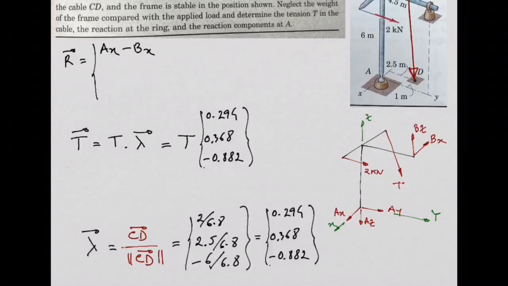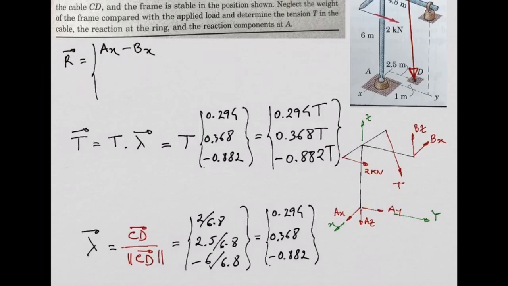Or if you want, you can write this vector as being something like 0.294t, 0.368t, minus 0.882t. And I have my force in the cable, the force vector in the cable, completely defined in terms of norm, magnitude, and in terms of direction. I have the components in the x, y, and z direction of this vector.